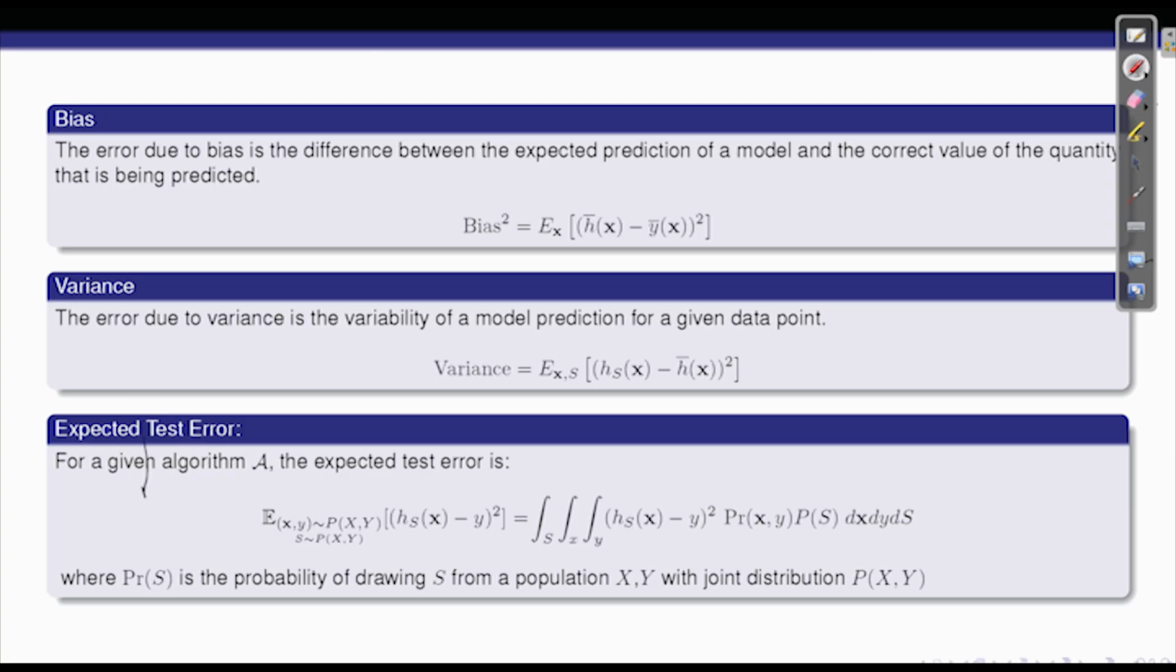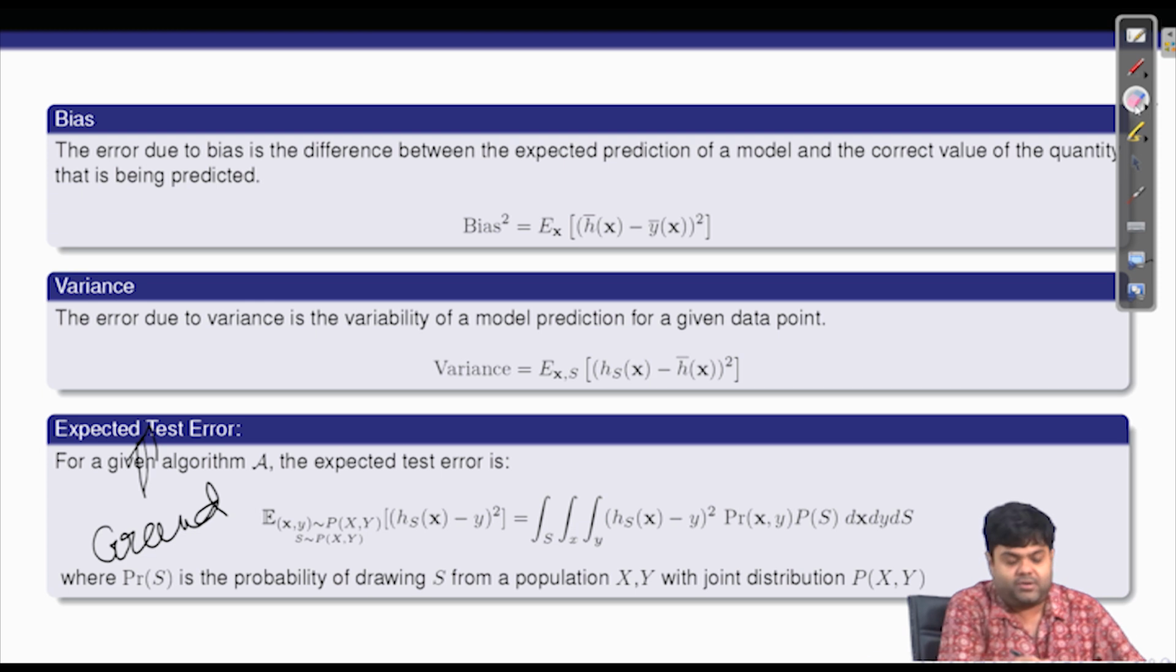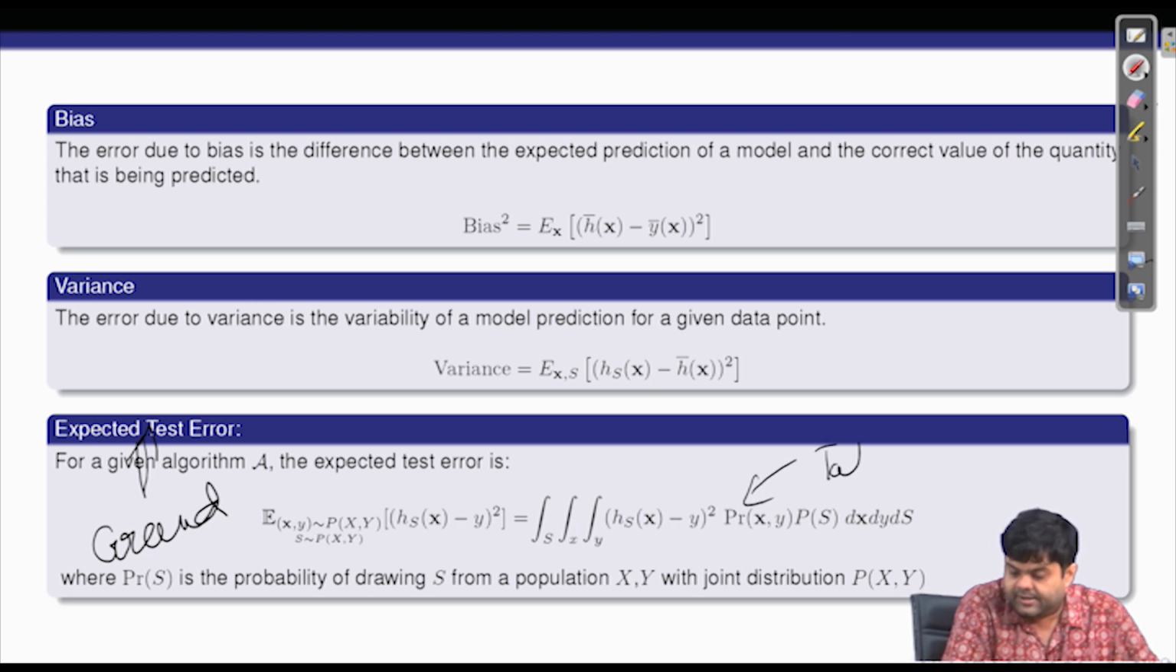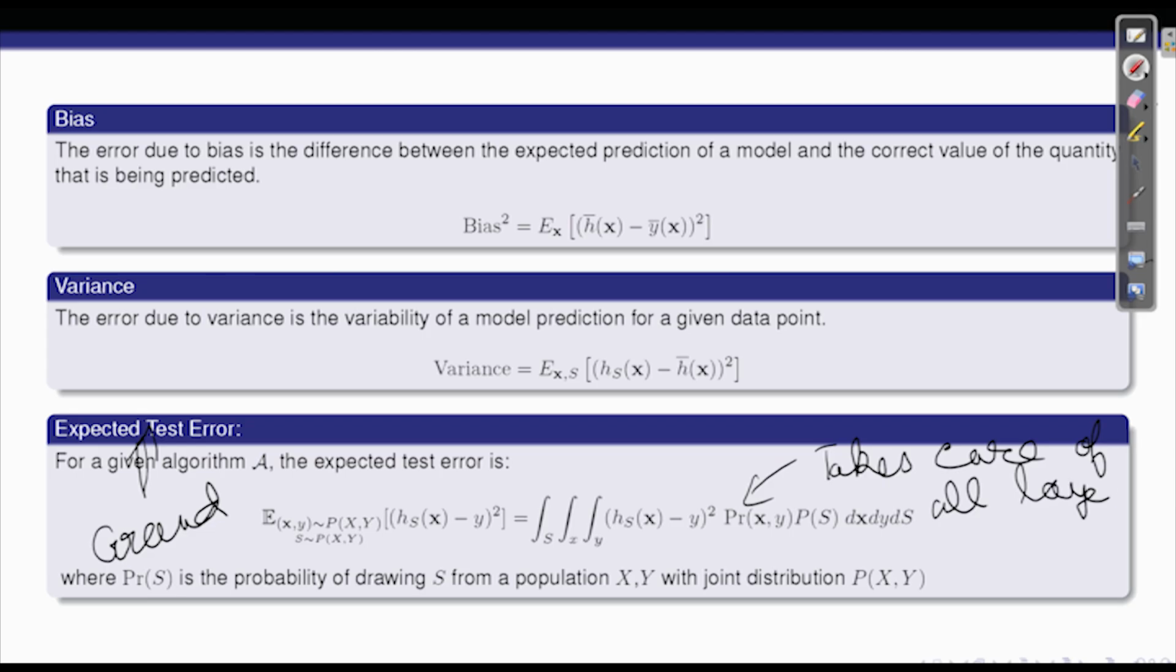We may as well say expected grand test error, or even just grand test error, because it takes care of all possible randomness involved in this problem. It takes care of all layers of randomness.